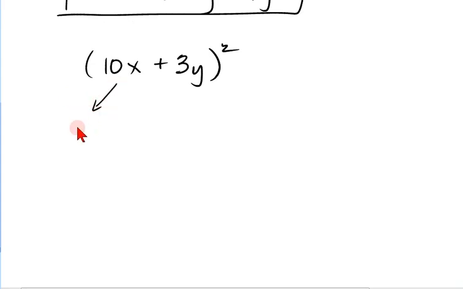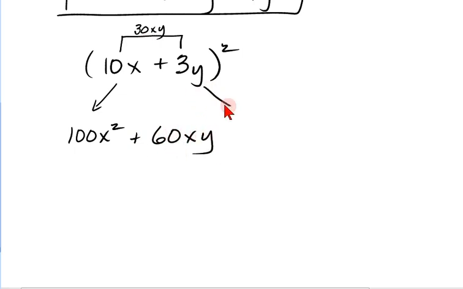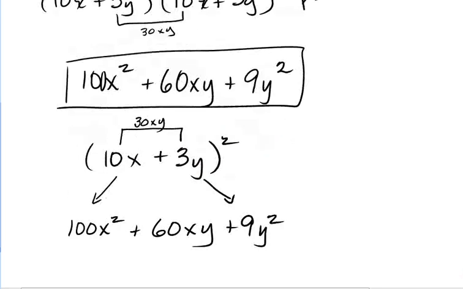You square the first. 10x times 10x is 100x squared. You multiply the two terms for 30xy, but you have to double that because that represents the inners, but there are also outers, and they're the same. So double it by multiplying by 2, and you get 60xy. Then square that last one for 9y squared. Did I get the same answer?